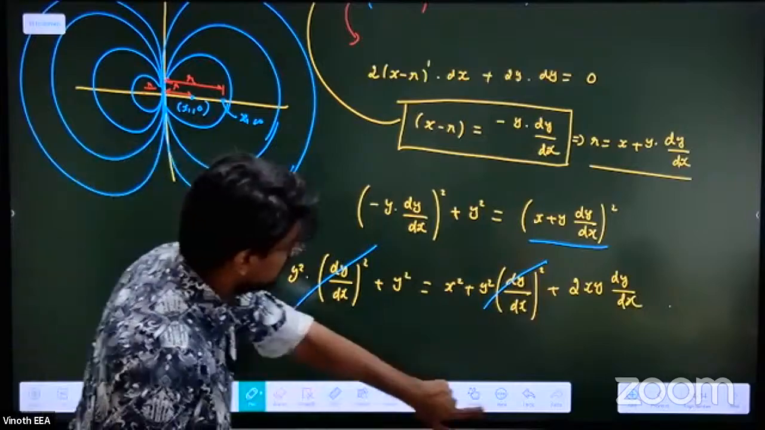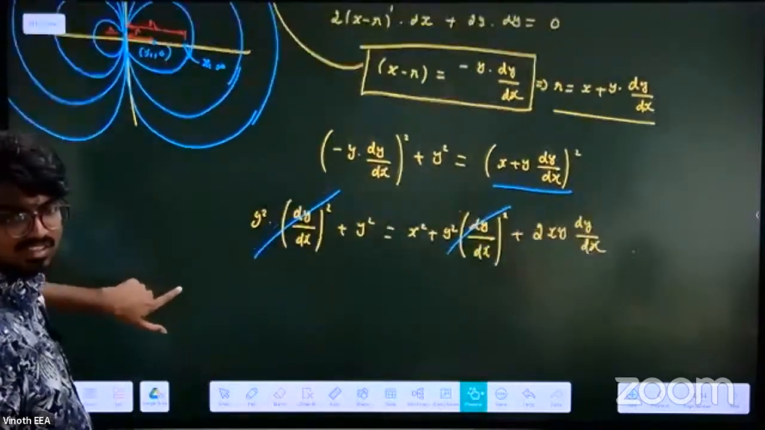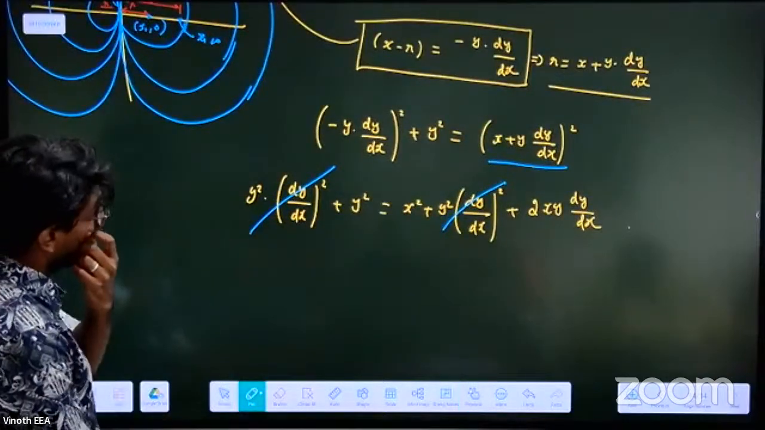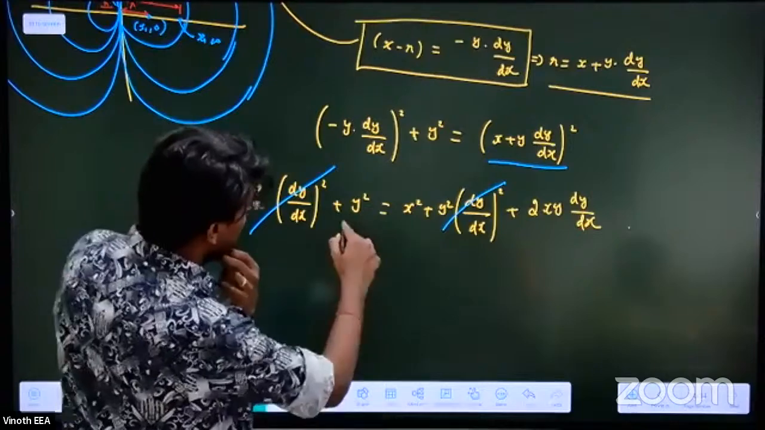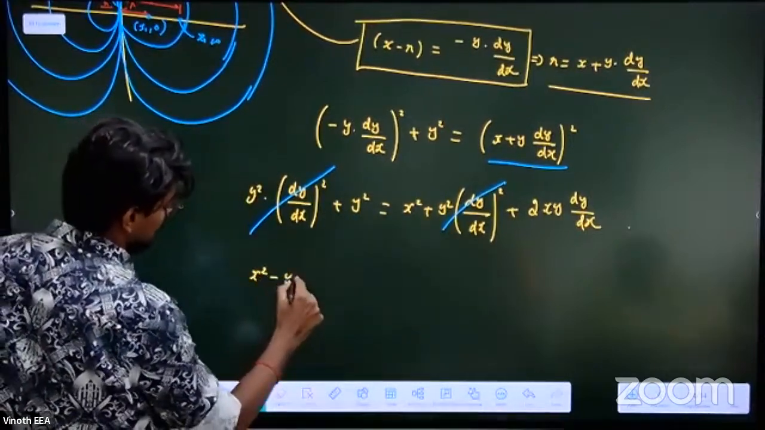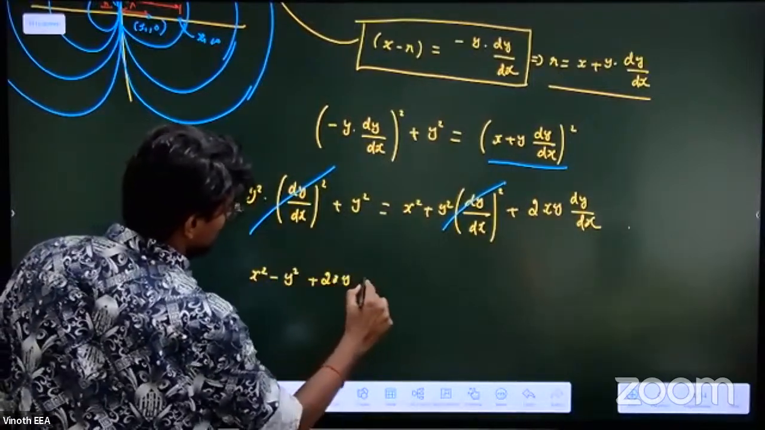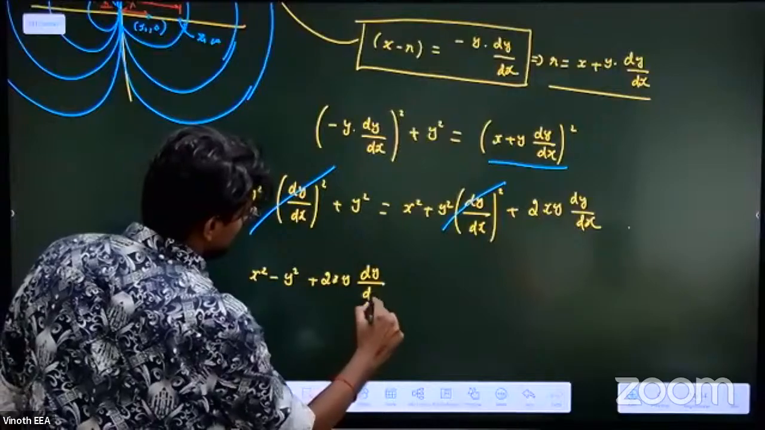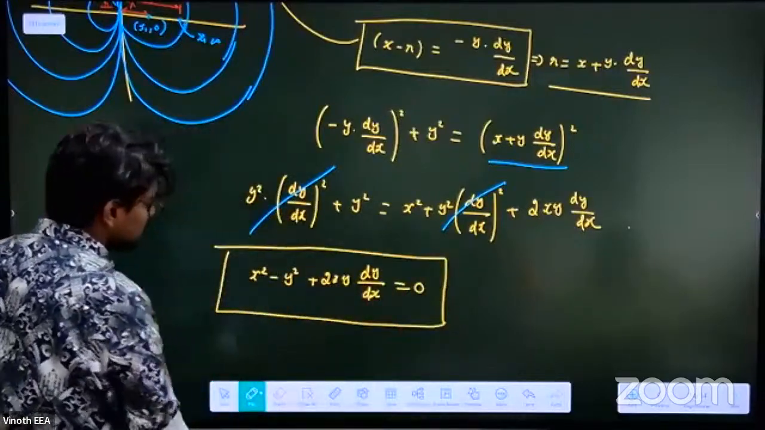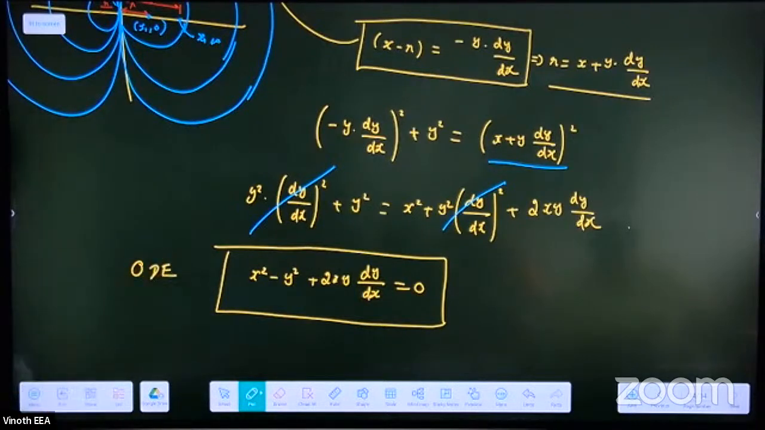Shall I proceed? Can I move this? Okay. Right. Then I can bring this y square also to that side. So x square minus y square plus 2xy dy by dx is equal to 0. This is my required ODE, the final ODE.